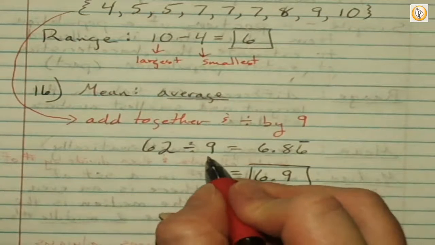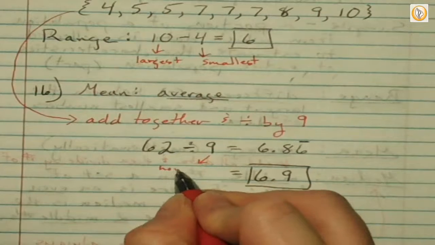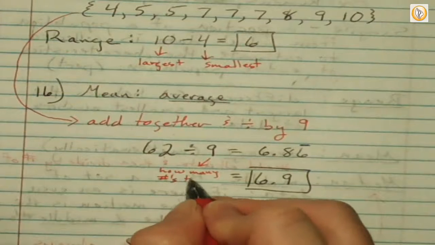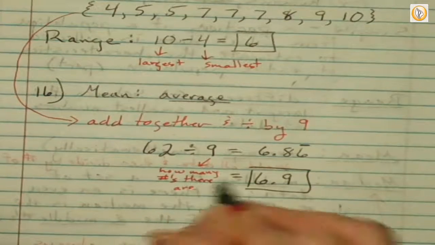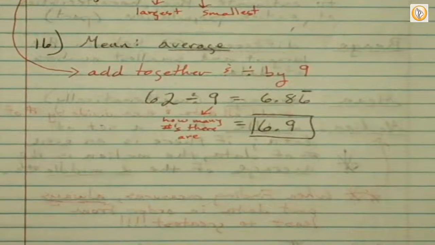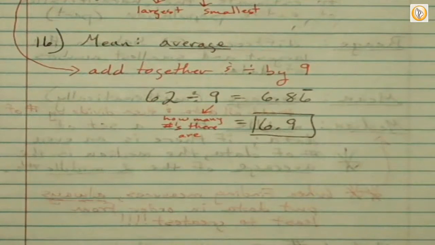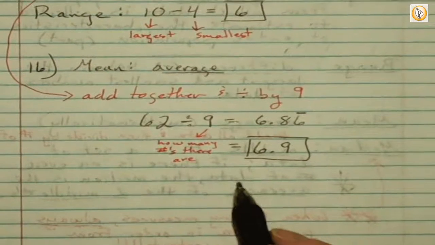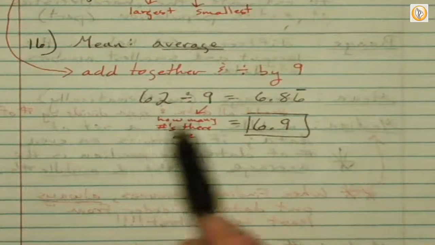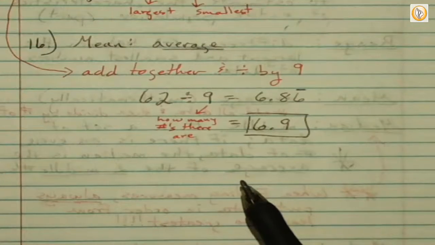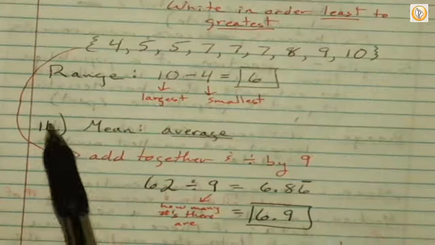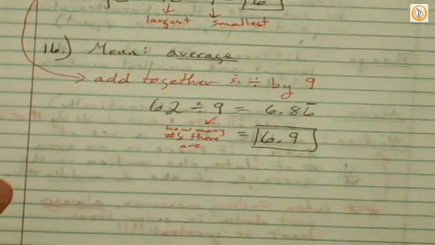Remember this 9, how many numbers there are. That says how many numbers there are, but you may already know that. Any questions so far? We did not do anything here with the range. The range was the answer for number 15, because they asked for the range. For 16, they asked for the mean.